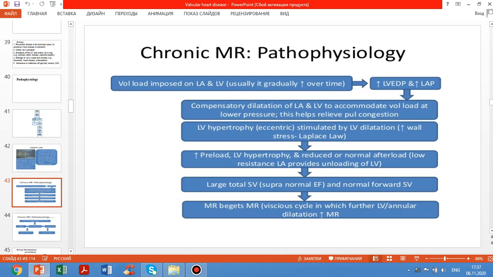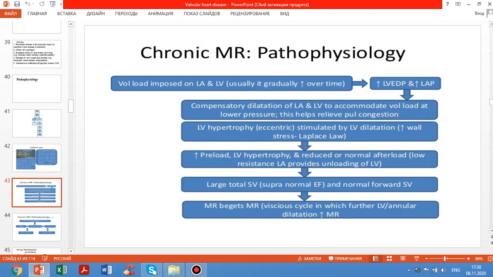Chronic mitral regurgitation pathophysiology. Volume load is imposed on the left atrium and left ventricle. Usually, it gradually increases over time. Increased left ventricular end-diastolic pressure and increased left atrial pressure. Compensatory dilation of the left atrium and left ventricle to accommodate the volume load at lower pressure. This helps relieve pulmonary congestion.